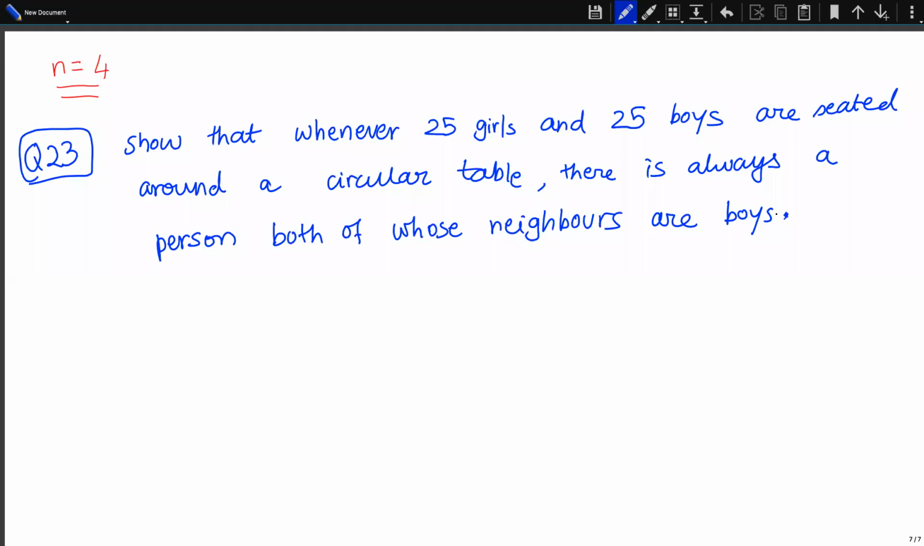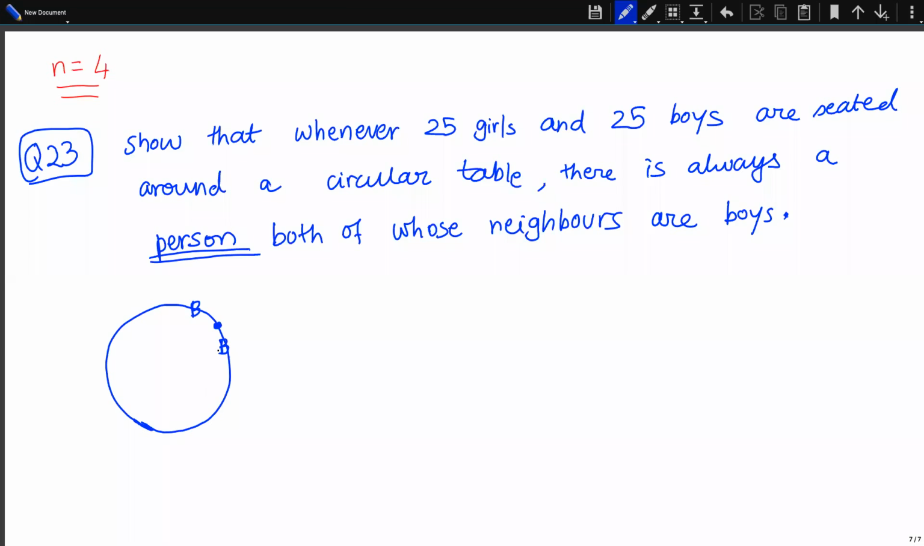So I want to seat them all at a circular table. 25 plus 25 are 50 of them in all. So I draw a circle and think about seating 25 boys and girls around this table. The person could be a boy or a girl, but what you want to show is that there is somebody seated around the table such that on both sides of that person we have boys. Okay. So that's the thing that we need to show.